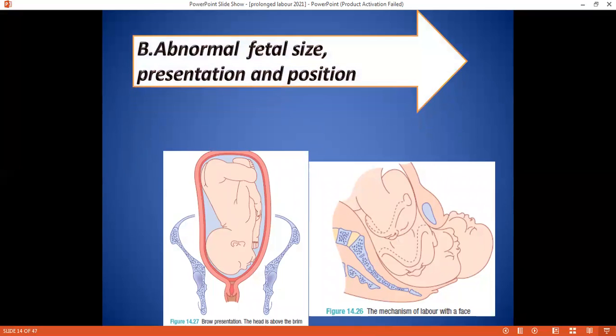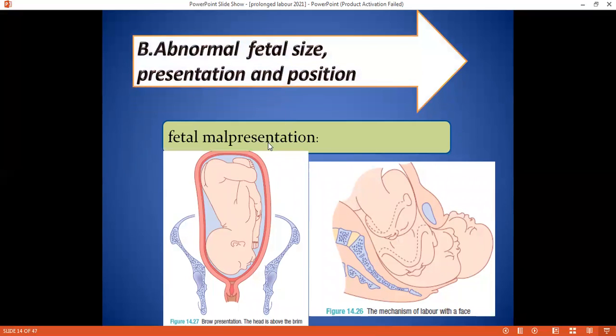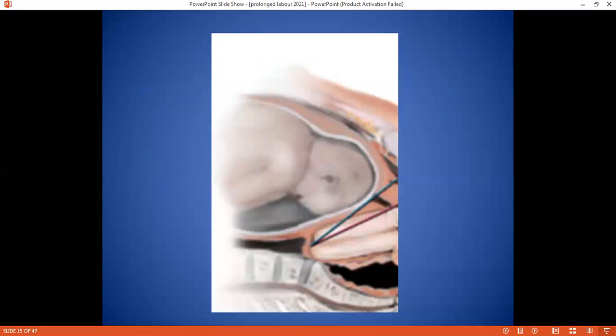Here we have malpresentation. This is the brow presentation. And here it is face presentation. Both of them are types of malpresentation. The normal presentation is vertex presentation.